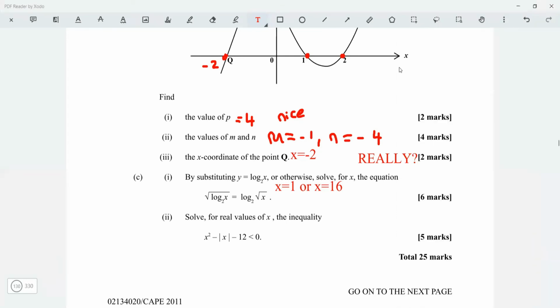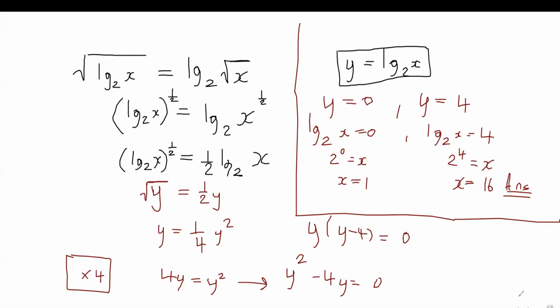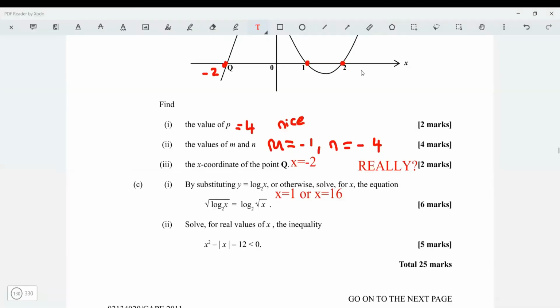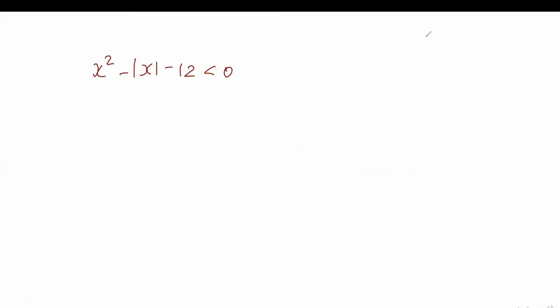Yes, sir. All right, now the last part gives us a modulus equation to solve a modulus inequality. So it says x squared minus the modulus of x minus 12. They're telling us to solve this to be less than 0. Is it less than or greater than? Yeah, less than 0.